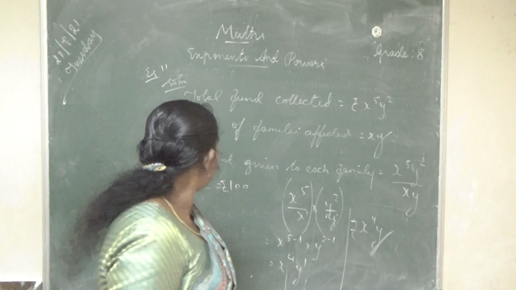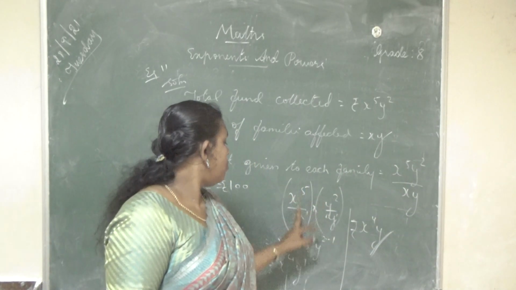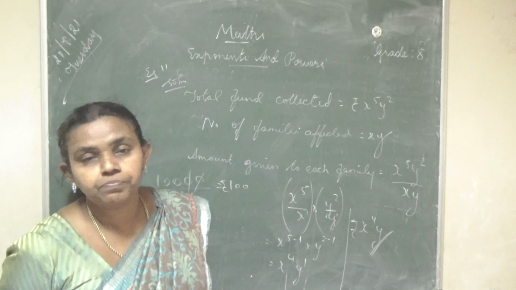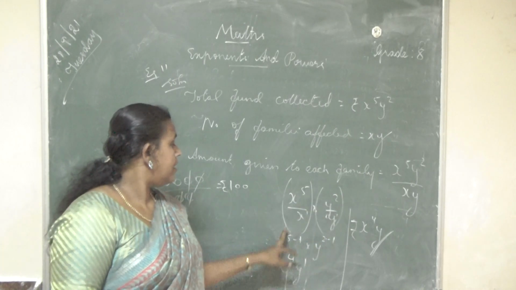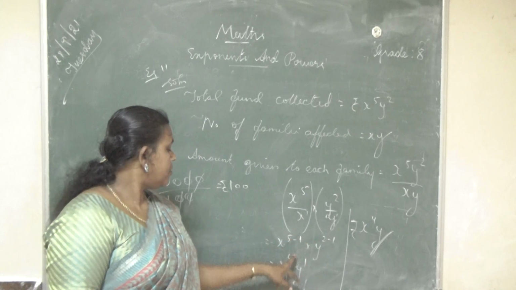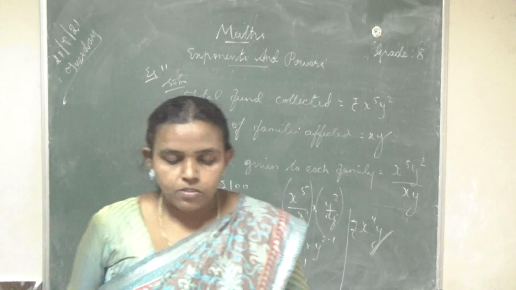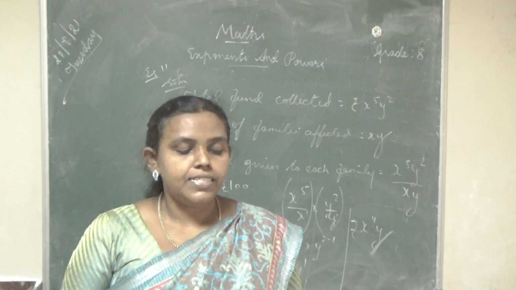But here it is given in numbers, there it is given in variables. X power 5 y square by xy. So you have to do it like this. You have to use your brain: x power 5 by x power 1 into y square by y, using a power m by a power n equal to a power m minus n. 5 minus 1 is 4. Okay, that is x power 4 y. Okay, you understand? So the remaining problems we will see in the next class.